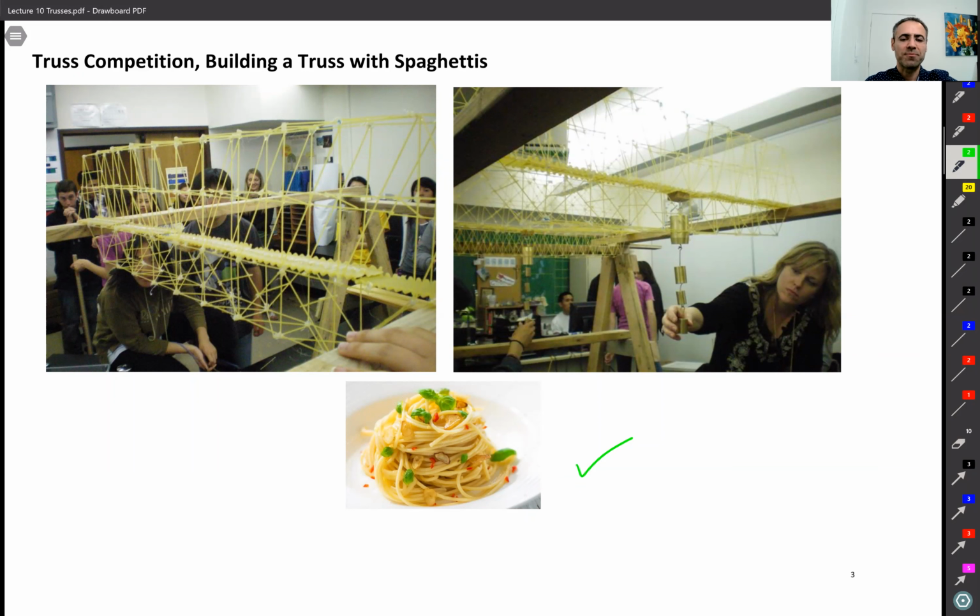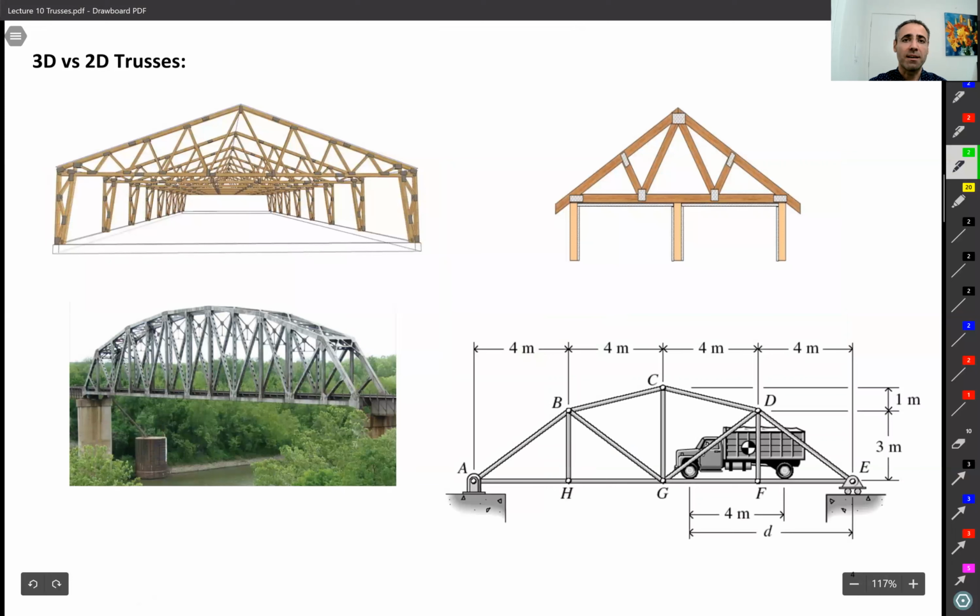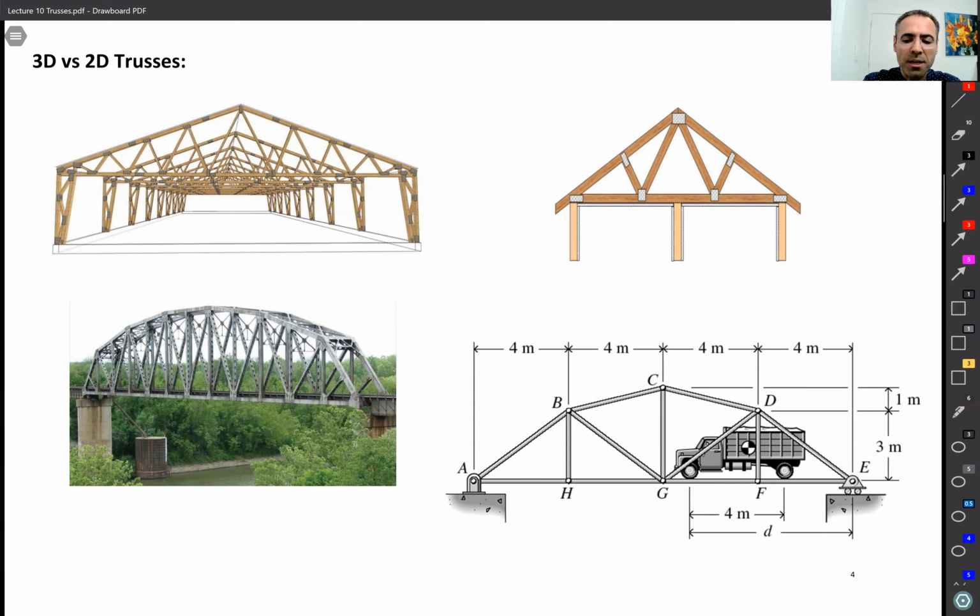Okay, but what is our objective in this module? First, are we going to deal with 3D trusses or 2D trusses? In the real world, in practice, we live in a 3D world, and of course, everything is 3D, right? But trusses, we can simplify them to 2D because most trusses are arranged in a way that we can find one truss in one plane.